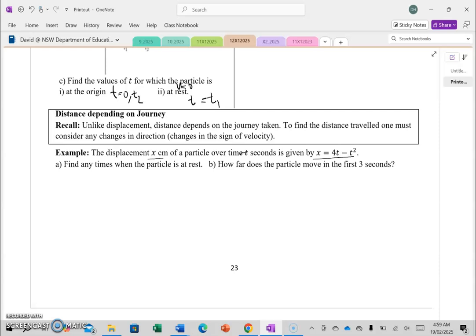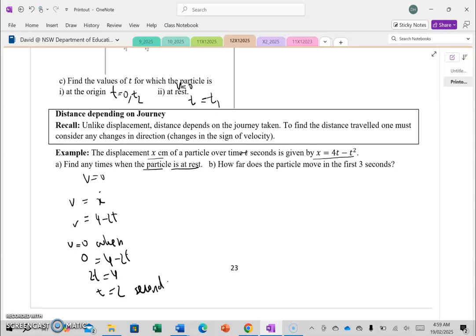Find any times where the particle is at rest. So rest meaning v equals 0. So let's firstly work out v. So that's the time derivative of x, or x dot. Okay, so that'll be 4 minus 2t. So we get t equals 2. The unit for t is seconds.